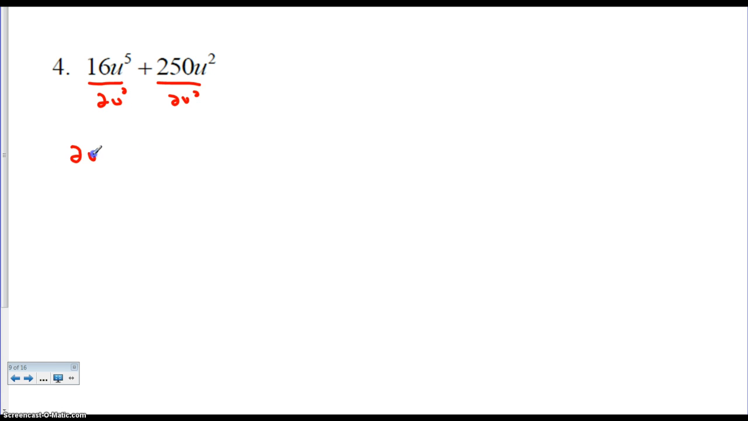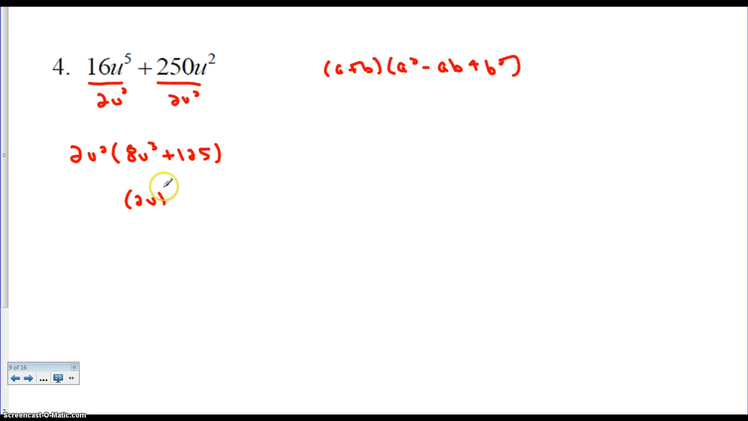So right now I have 2u squared, and then I have 8u to the third plus 125. Now, are these both perfect cubes? Well, I know 2 cubed gets me 8, and I know 5 cubed gets me 125. So I know right now it's going to be a plus b times a squared minus ab plus b squared. So my a term is 2u, and my b term is 5.